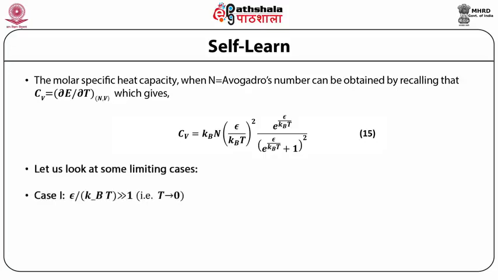Let us look at some limiting cases. Case 1: when epsilon upon kBT is much greater than 1, that is, T approaches 0.